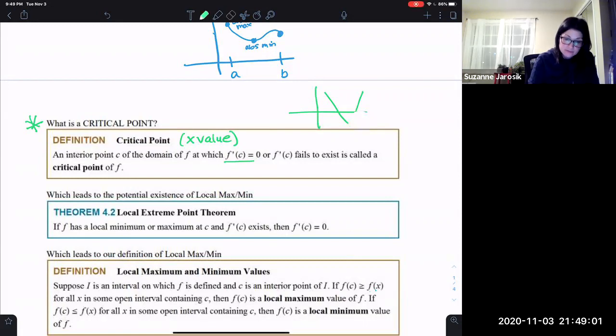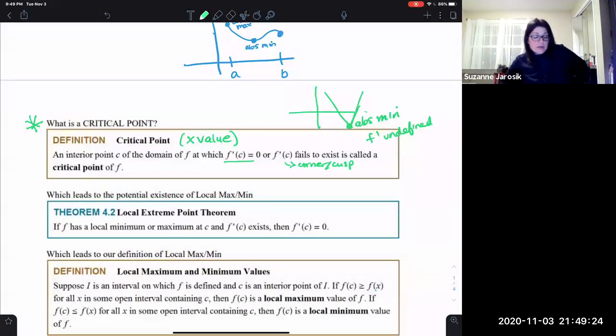It's an absolute min, but F prime is undefined, right? Corner or cusp situation, okay? Potential existence of a local max or min.